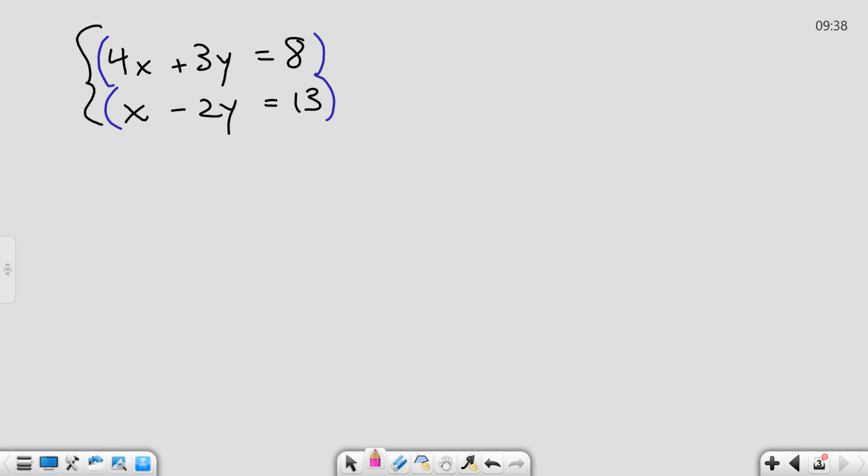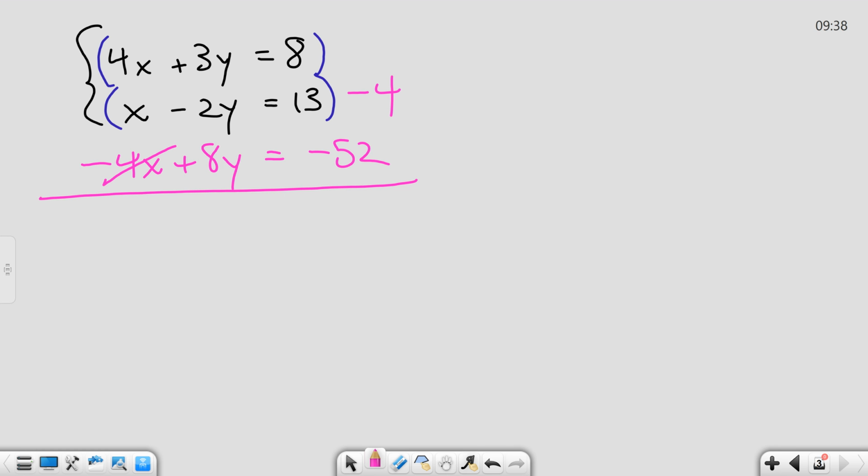If we want to get rid of the x's, I'm just going to multiply the bottom equation by negative 4. This isn't necessarily easier, it's just a different approach. So the bottom equation becomes negative 4x plus 8y equals negative 52. Add. 4x cancels with the 4x. 11y is equal to, where am I at? Negative 52, negative 44. Y is equal to negative 4.